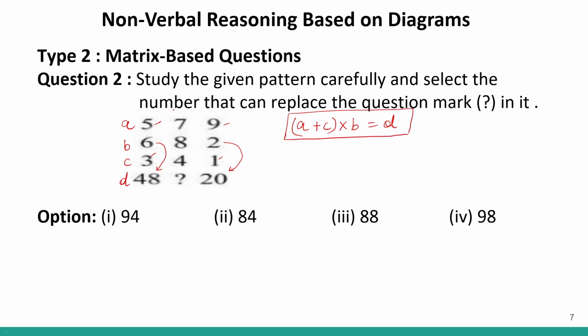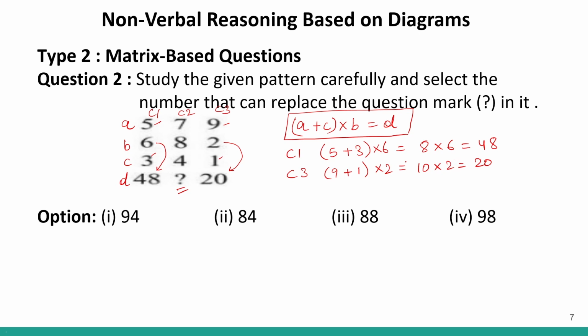Now let us check for column 1, column 2 and column 3. We have to find the missing element in column 2. Correct? So for column 1, let us see. Column 1 is 5 plus 3 into 6. So 5 plus 3 is 8, into 6 is equal to 48. So this is correct for column 1. For column 3, it will be 9 plus 1 into 2. So 9 plus 1 is what? 10 into 2 will give me 20. So this is correct for column 3 as well.